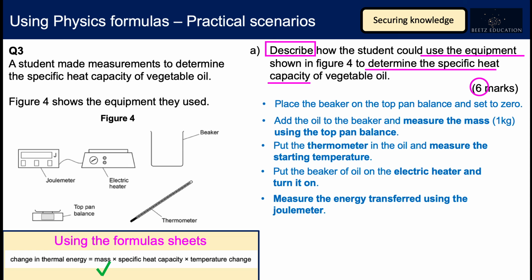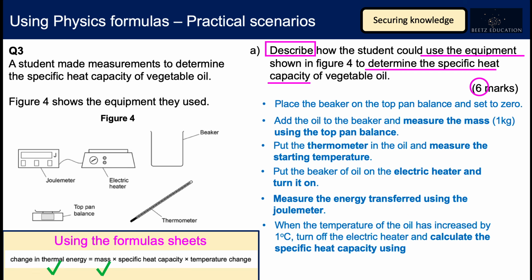I'll measure the energy transferred using the joule meter. Okay, obviously energy is measured in joules, and I can see J, the unit there, J, for joules on the joule meter. Notice it's the energy transferred using the joule meter, not the change in thermal energy. Okay, because the energy transferred over time will give me that value. Okay, because however much energy I transfer from the electric heater will be used as my change in thermal energy of the oil. Tick that one off.